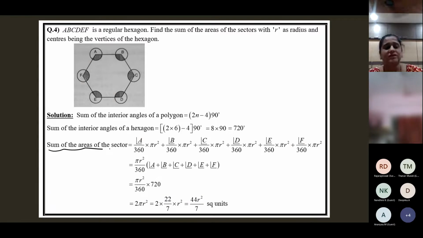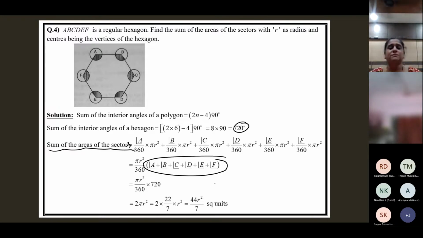So the sum of the areas of the sectors is equal to this, what you see here. Pi r square by 360 is common everywhere. So in the bracket, you will have angle A plus angle B plus angle C plus angle D plus angle E plus angle F. And what is the sum of all these 6 angles? It's not 180. It's not 360. The sum of all these 6 angles is 720. That's why we found this earlier.